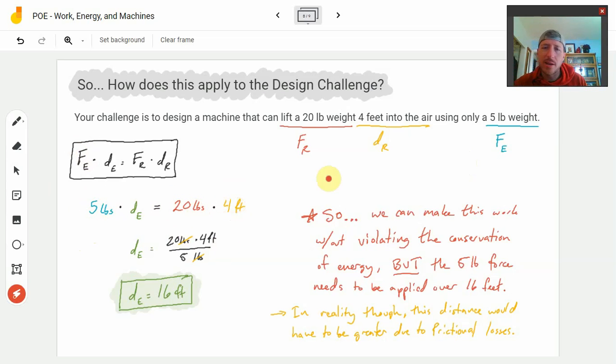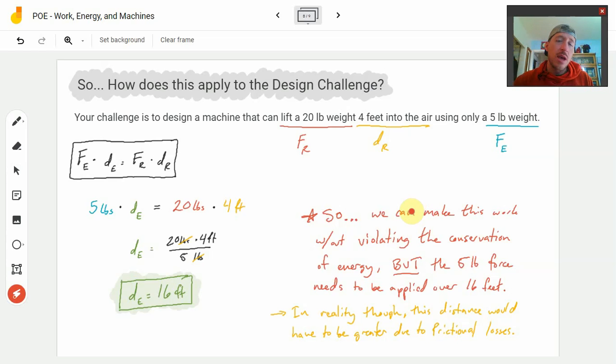By using this equation, we can calculate that if we apply that 5 pounds of force over a distance of 16 feet, then in an ideal situation we should be able to lift that 20-pound weight 4 feet into the air. In reality, we'd probably have to move it more than 16 feet because of frictional losses, but we should be able to do this. This does not violate the law of conservation of energy. So the question becomes: how can we apply this 5-pound force over a long distance and have the 20-pound object lifted only 4 feet? How can you make that work?